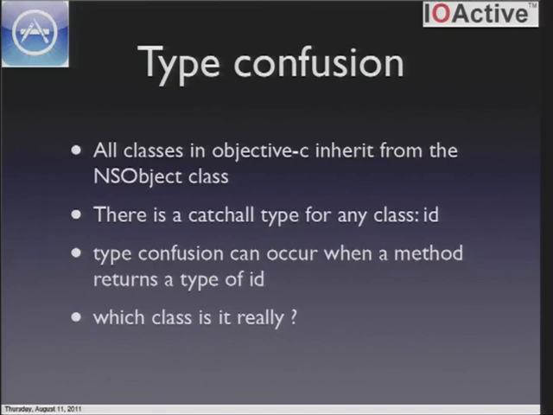everything starts with NS, and that's because, well, NS I guess comes from NeXTSTEP, but it's because every object in Objective-C inherits from the base class, which is called NSObject.